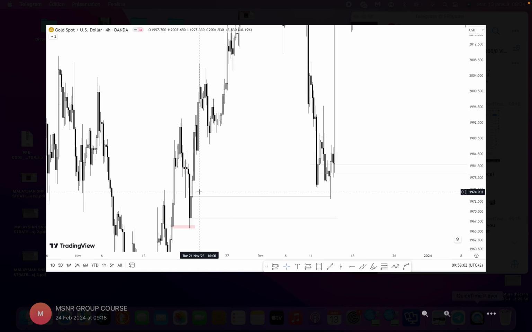So that's the reason why gold on the daily reversed from here instead of here. Because even if you zoom in, you can see that fine. Let me show you something so that you don't think that I'm bullshitting you guys.